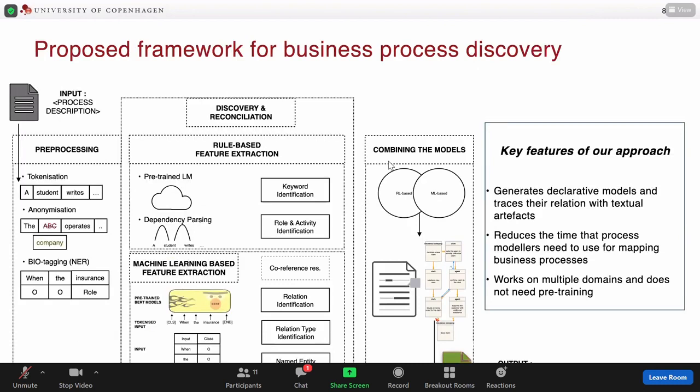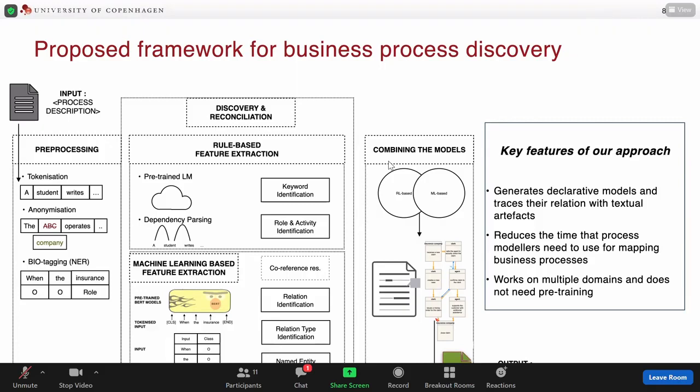Yes, and for the proposed framework to solve this business discovery problem, we have an input, which is a process description, and then we have a pre-processing phase. Afterwards, we have a discovery reconciliation phase, which consists of two different approaches: a rule-based feature extraction and a machine learning-based feature extraction. The machine learning-based feature extraction consists of a pre-trained BERT model in which we input our 37 process descriptions. The pre-trained BERT model then outputs three different BERT models that we use: a relation identification, relation type identification, and a named entity recognition model.